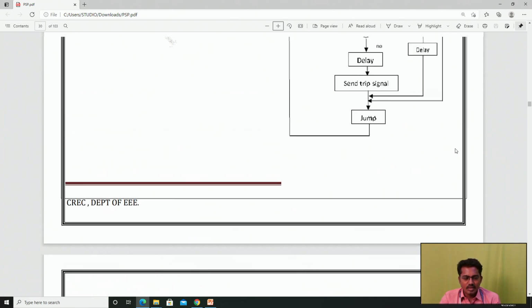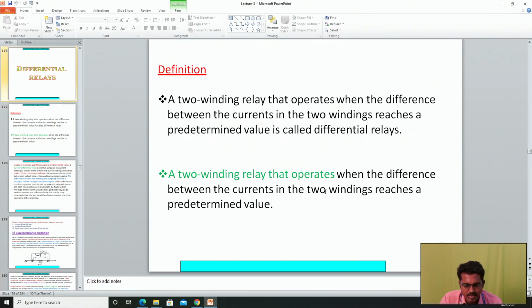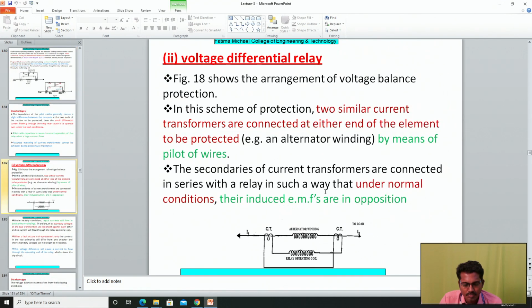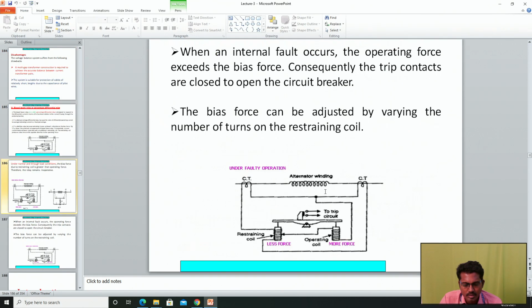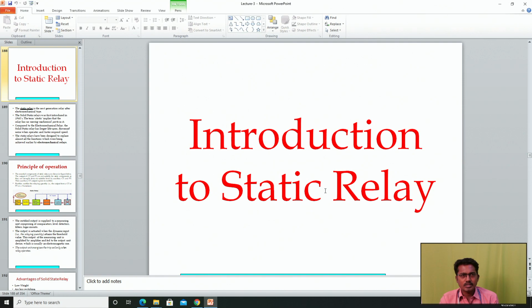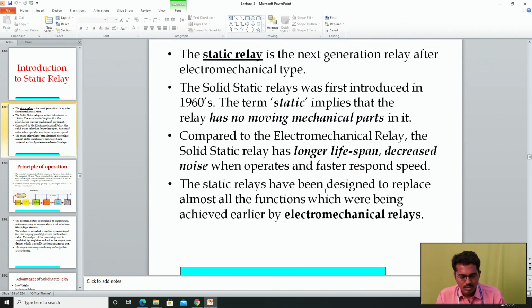Okay, these are the things, and here we have some more slides for your reference. It will be easier for you to find out. Okay, this is the static relay. Introduction to static relay. Once again we are recollecting. The static relay was started in 1962, and compared to the electromagnetic relay, the static relay has a long lifespan, decreased noise when operating, and faster response speed. Static relays were designed to replace almost all functions achieved by the earlier electromagnetic relay. So the electromagnetic relay is the basic one. It has some drawbacks. The drawbacks have been overcome by the static relay.